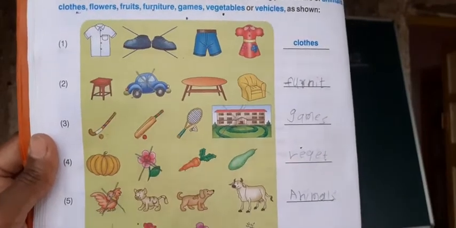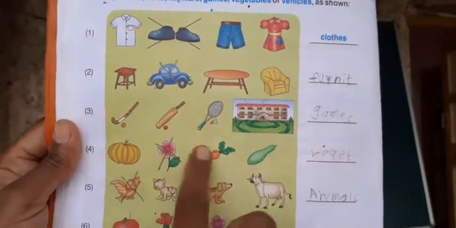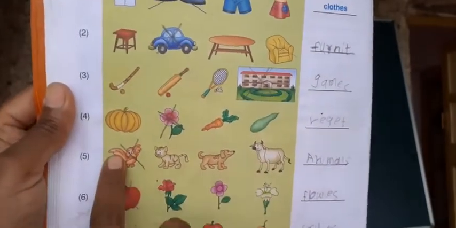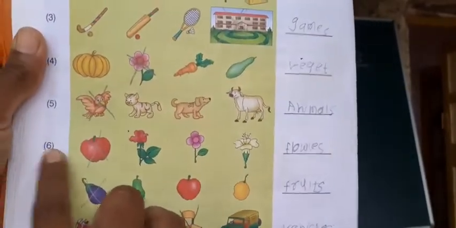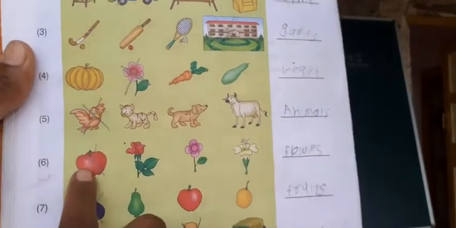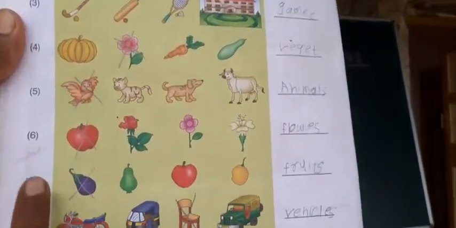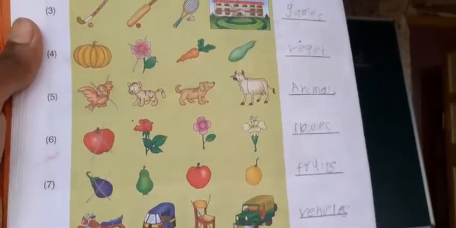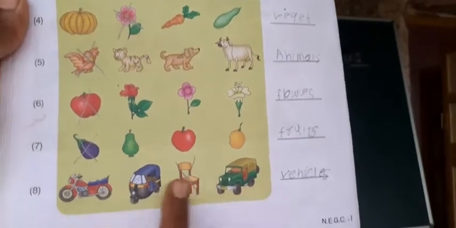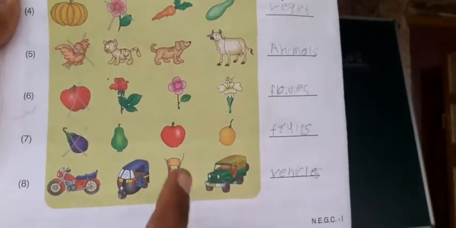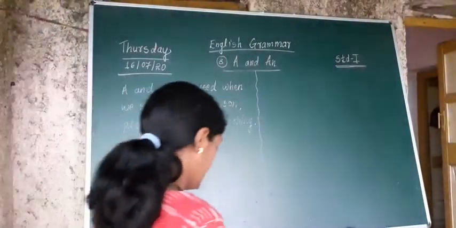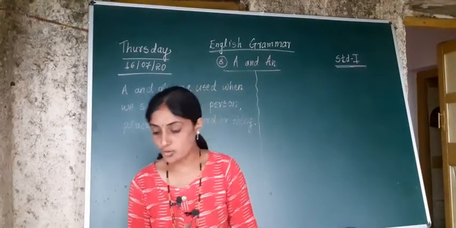In fourth, flower is odd man out, and remaining three things are what? Vegetables. In fifth example, three are animals, one is bird. In sixth example, three are flowers and one is vegetable. In seventh example, other all are fruits and one is vegetable. In eighth one, all are vehicles and one is what? One is furniture, you can say chair. So in this way, in last period we studied about classification. And today we are going to study articles.